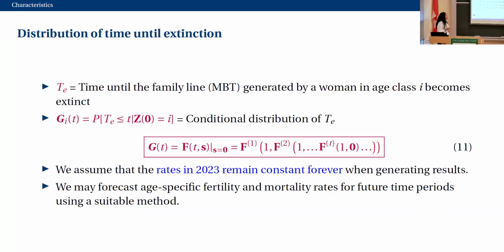Next, we were also interested in the distribution of time until extinction. So here I define the random variable TE, which is the time until the family line, or the MBT, generated by a woman in a given age class becomes extinct. We can get the conditional distribution of TE by substituting S equals 0 in our PGF. Here, we assume that the rates of the year 2023 remain fixed forever.